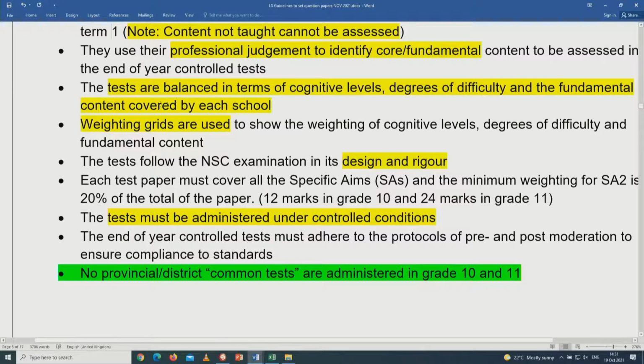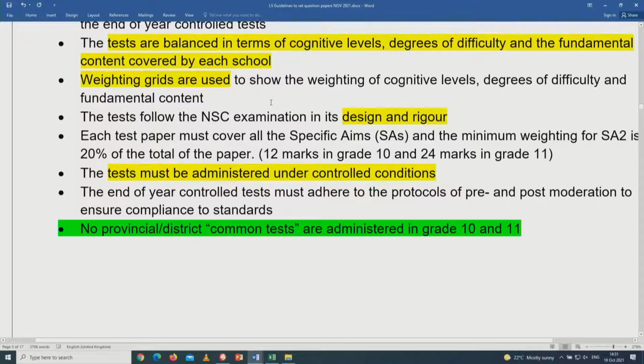The tests are balanced in terms of cognitive levels, degrees of difficulty and content. We spoke about that. Weighting grids are used. We spoke about that. It follows the NSC, National Senior Certificate. That is the end of grade 12 examination. It follows those exams' design and rigor. In other words, the format and layout of your paper, and the rigor, the feeling, the heart of this paper should be along the same lines as a final paper in grade 12.